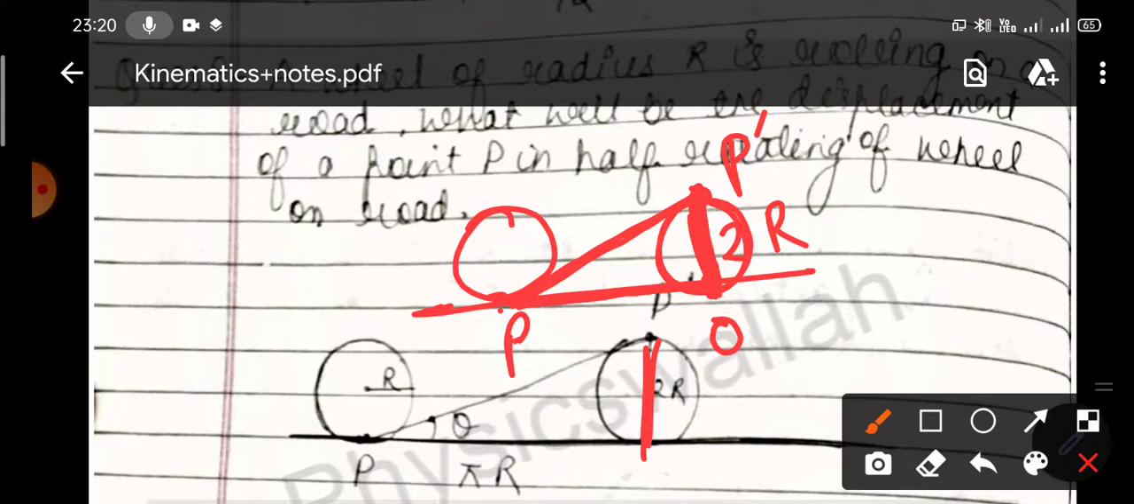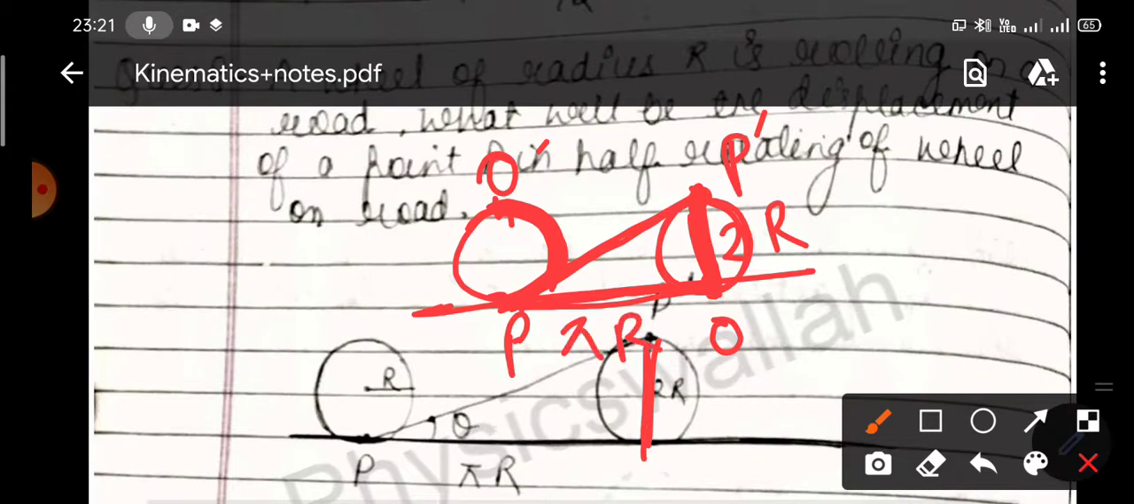So look, if this wheel half rotates, then it will cover half of its perimeter, correct or not? It will cover this much length from P to, suppose I'm naming this point as O prime, the PO length. So this is half of the perimeter. You know that the perimeter of a circle is 2 pi r, so half of the perimeter will be pi r.